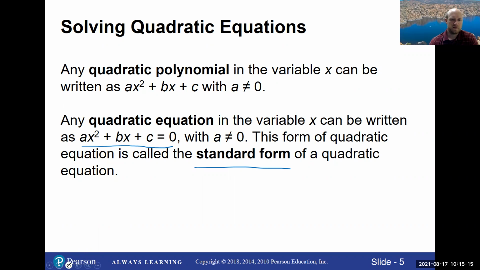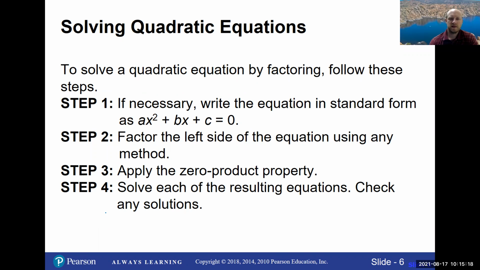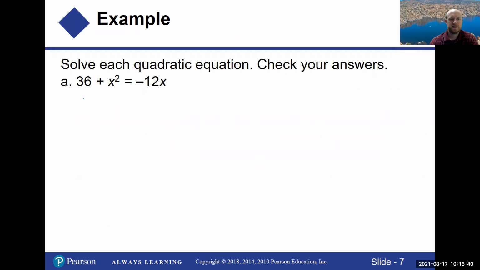So we have to write it in standard form. When we solve quadratic equations, the first step is to write the equation in standard form. Then we factor. Once we have the factors, we apply the zero product property like we just did in the other example. Then we solve and then check. So let me model that for us. We have this quadratic equation, 36 plus x squared equals -12x. I want to move everything to the left side so that it looks like ax squared plus bx plus c equals 0.